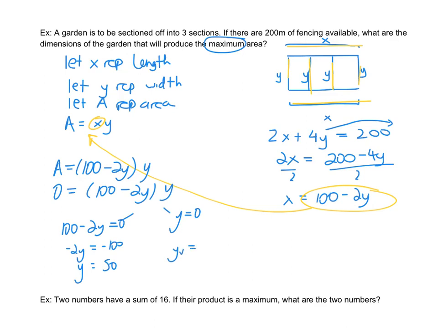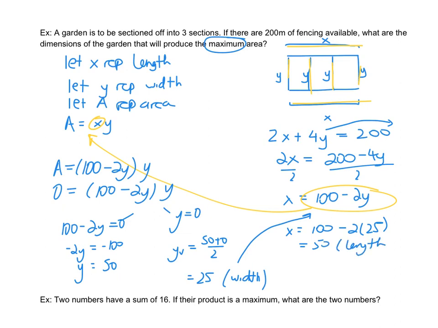So now I average them, and I don't write xv because I did end up solving for the y variable. 50 plus 0 divided by 2 is 25. And if I go back to my let statements, y represented the width. So the width is going to be 25. And if I want to find the length, which was x, I just go back to that x equation I came up with. So x equals 100 minus 2 times 25, which is 100 minus 50. So that's 50. And that would be my length.